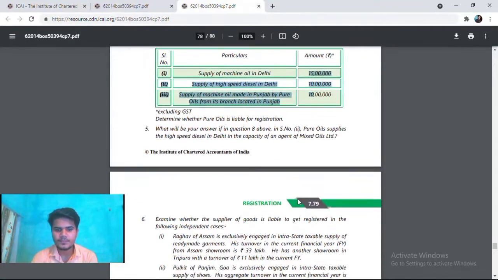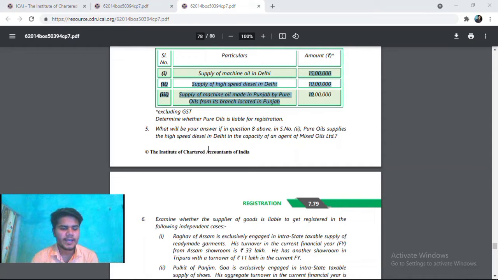Okay. Next, what will be your answer if, in question 4 above, in serial number 2, Pure Oil supplies high speed diesel in Delhi in the capacity of agent of Mixed Oil? So question number 4 above.